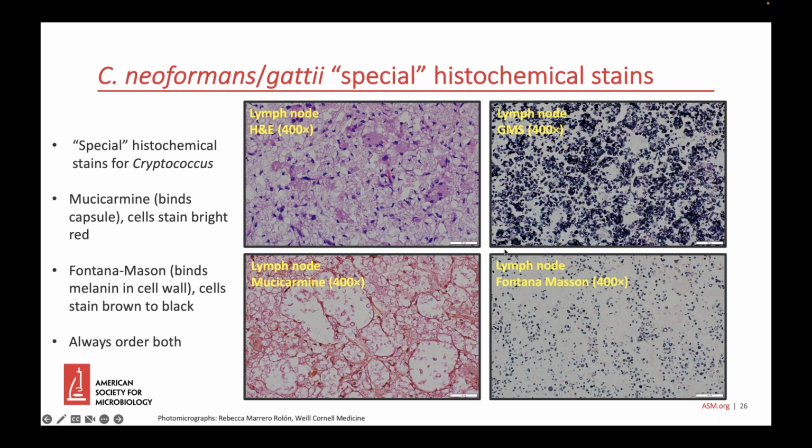We have mucicarmine, which binds to the capsule of Cryptococcus and stains it a bright red color. And here's a really nice example right here. And then we have Fontana-Masson, which binds to melanin and will stain the cells black. If you recall, Cryptococcus neoformans and gattii can make melanin. They contain phenol oxidase in the cell wall, which produces melanin. So Fontana-Masson will light them up.